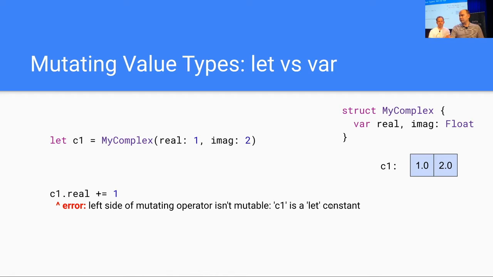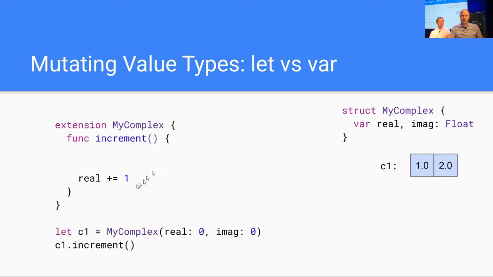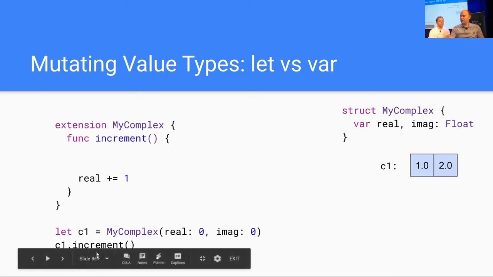And Swift is helpful, and so it tries to lead you to solving the problem. It says, hey, by the way, if you want to fix this, you want to make it go away, just change let to var, and then everything is good. That's totally fine. Now, okay, fine. Well, maybe I really do want to change it. And so what I'm going to do is get a little bit trickier, and define this extension. I'm going to add a method increment to my complex number. I'm going to increment it inside the method, and then call the method. Can I get away with that?